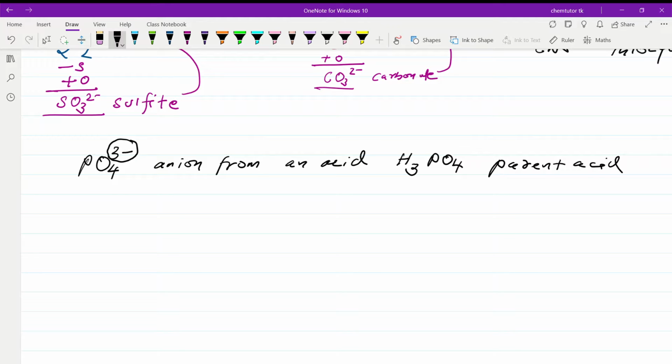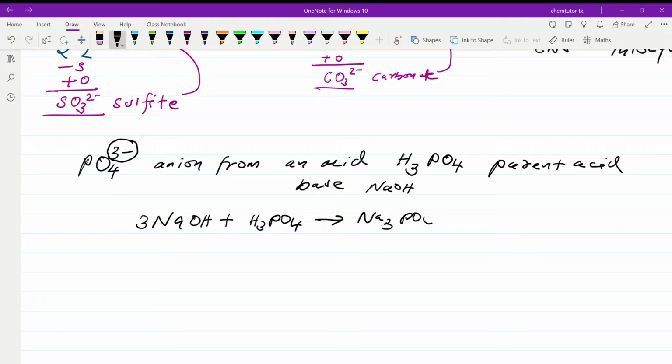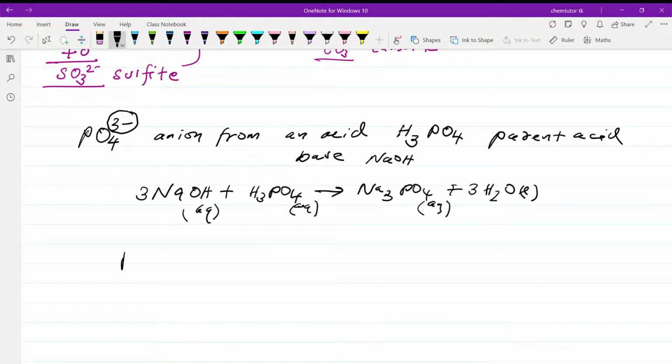When the parent acid reacts with a base, right? Say for an example, sodium hydroxide is a base. When it reacts, so it reacts NaOH and H3PO4. If you balance it, Na3PO4 plus 3 H2O. Physical states aq. So now the phosphoric acid hydrogens are replaced, right? Removed. This is a phosphoric acid.